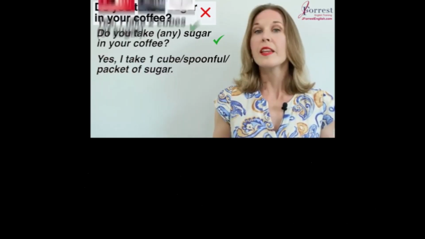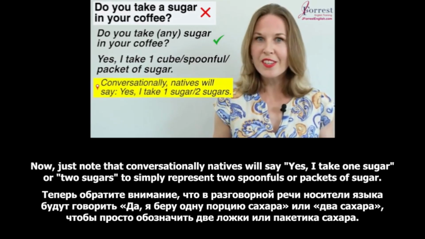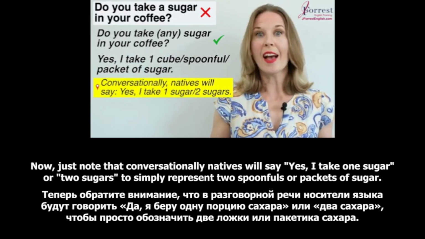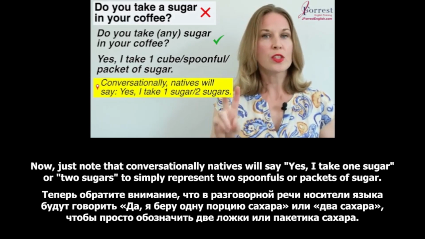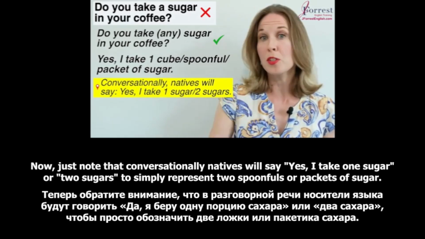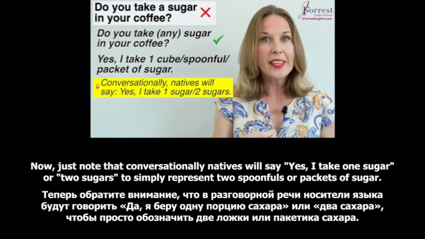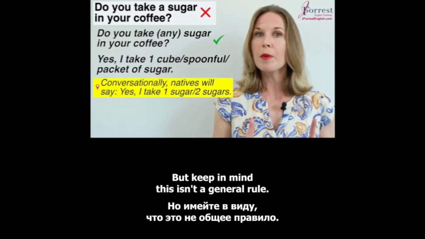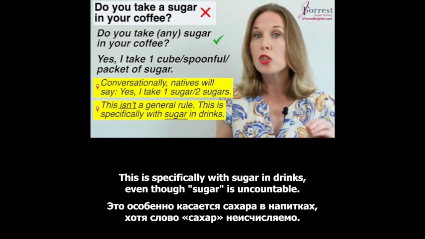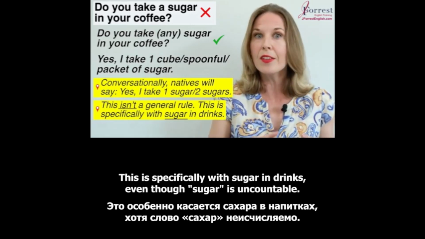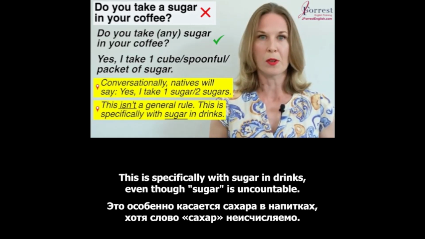In the context of sugar, you can even drop that because it's obvious, but you could also say 2 cubes of sugar. Now just note that conversationally, natives will say, yes, I take 1 sugar or 2 sugars to simply represent 2 spoonfuls or packets of sugar, but keep in mind this isn't a general rule. This is specifically with sugar in drinks, even though sugar is uncountable.